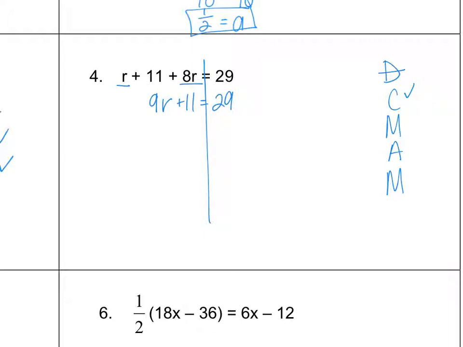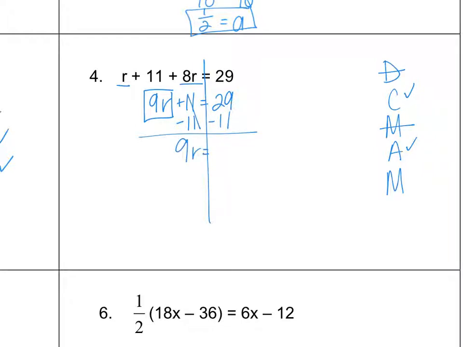From here, can I move the variable? Do I have a variable on both sides? No, I just have r on one side, so I can cross through that. And let's box that variable. From here, can I add or subtract to get 9r by itself? Yes, I can. I'm going to do the opposite. So instead of adding 11, I'm going to subtract 11.